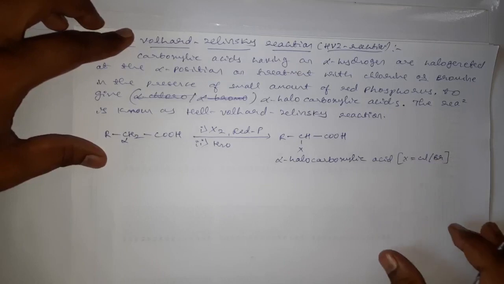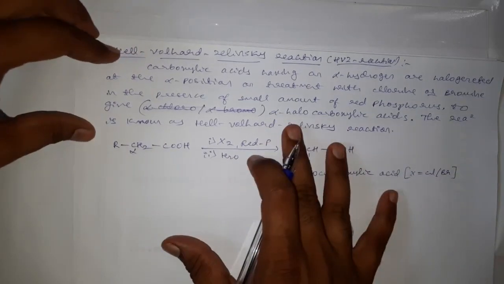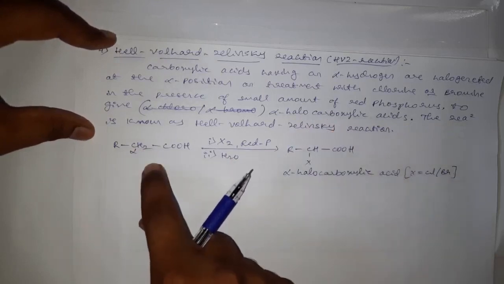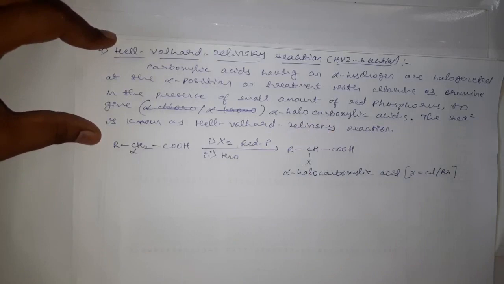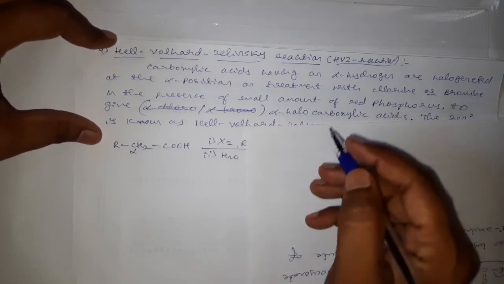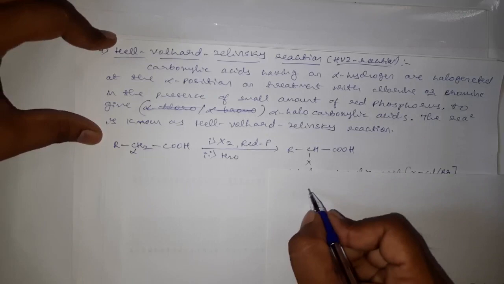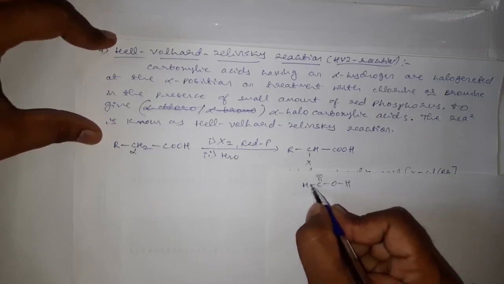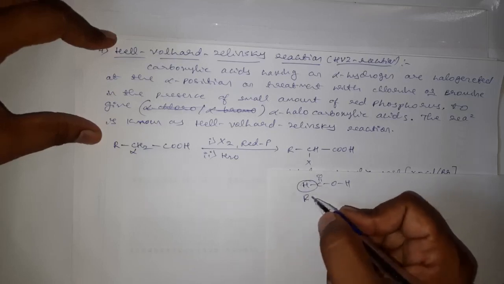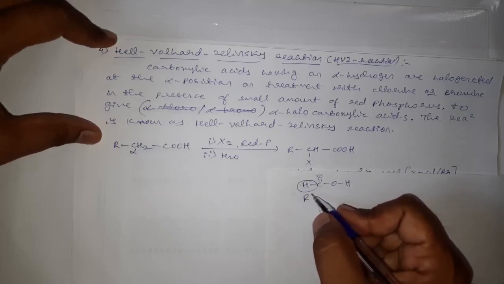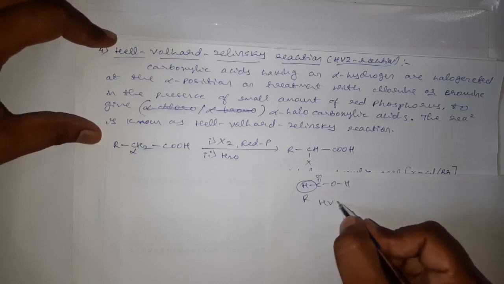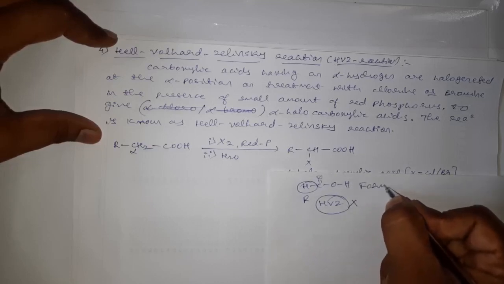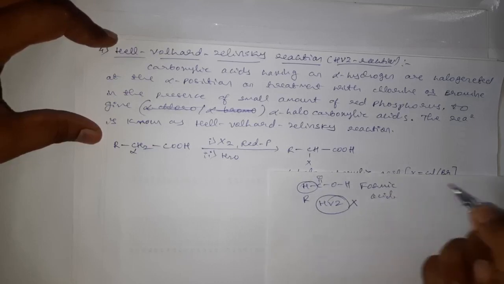Okay, and please keep in mind this reaction is possible only when there is an alpha carbon and alpha hydrogen. This type of reaction is not possible in formic acid. Formic acid is a carboxylic acid with the formula HCOOH. Here the R is H, and it does not contain any carbons. Therefore, the HVZ reaction, that is the Hell-Ohlhard-Zelinsky reaction, is not possible in formic acid. Please keep in mind.